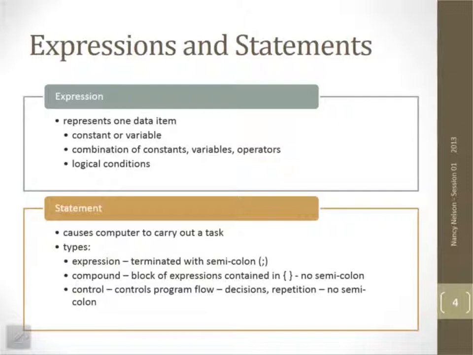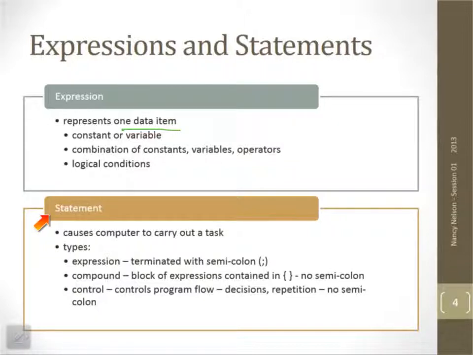When we're working in C, we have 2 types of things that we're going to see. We have expressions and we have statements. And expressions are really the parts of statements. So if we look at what the definition of an expression would be, it's that it represents one thing. So that might be a constant or a variable, or a combination of those things, so constants and variables put together with operators, or it might be the conditions that we're testing. So it's really something that we need in order to make a C instruction work, but it's one element of.